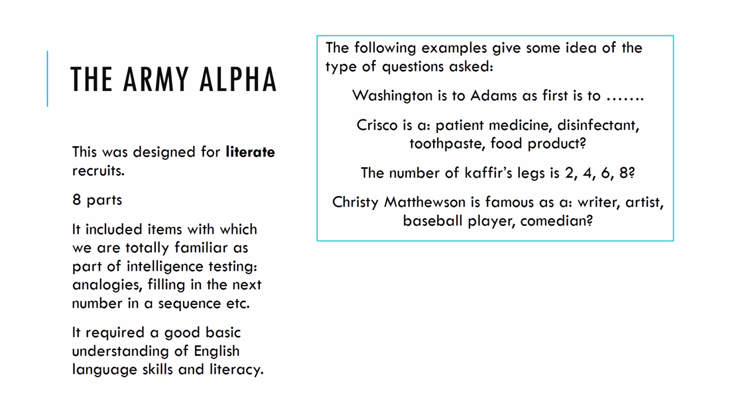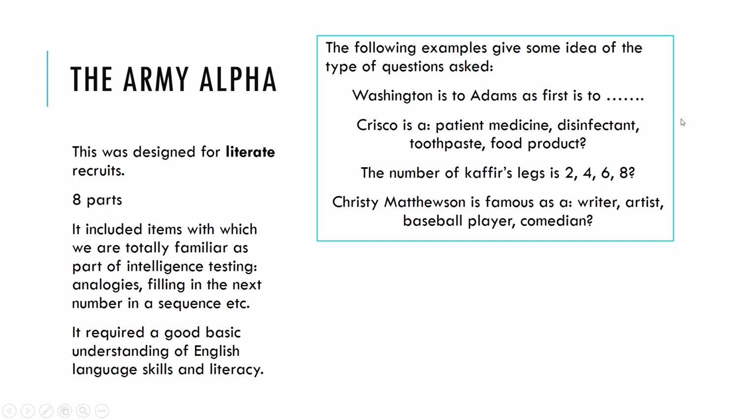So here is the first of these tests. It is the Army Alpha. Now this test was designed for literate recruits. In other words, they had a good basic understanding of English language skills and literacy. It had 8 parts, and it included items that we're usually quite familiar with as part of intelligence testing, things like analogies, filling in the next number in a sequence. In this box here, you've got some examples of questions asked, and that gives you an idea of the type of questions asked throughout.